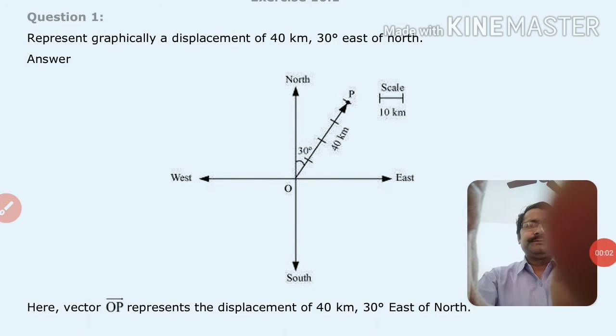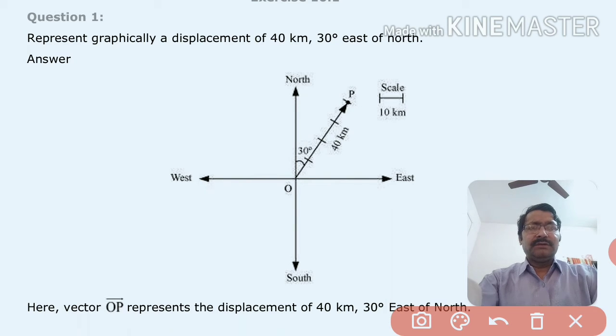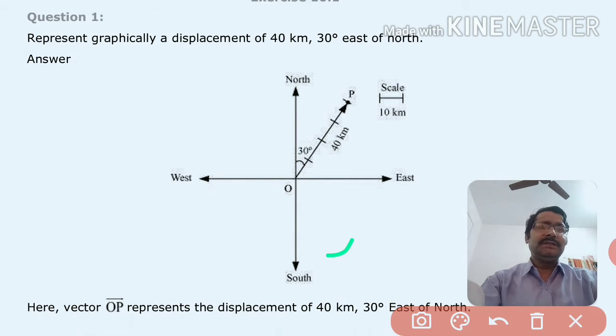Look here, all of you. We have to do this question: represent graphically a displacement of 40 kilometers 30 degrees east of north. How can we draw it? First you have to draw the directions north, east, west and south, and then you will take a point P. East of north means you take the north, and from the north you take 30 degrees toward the east side, angle 30 degrees, and this is 40 kilometers.